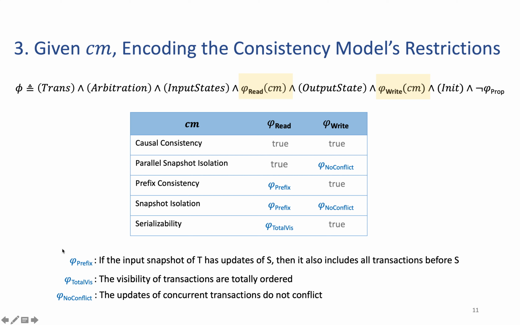Prefix requires that if the input snapshot of T has the updates of some transaction S, then it also sees all arbitration predecessors of S. Total vis requires the visibility of transactions to be totally ordered, which actually ensures serializability. And no conflict restricts the executions in a way that the concurrent transactions do not update the same set of variables.